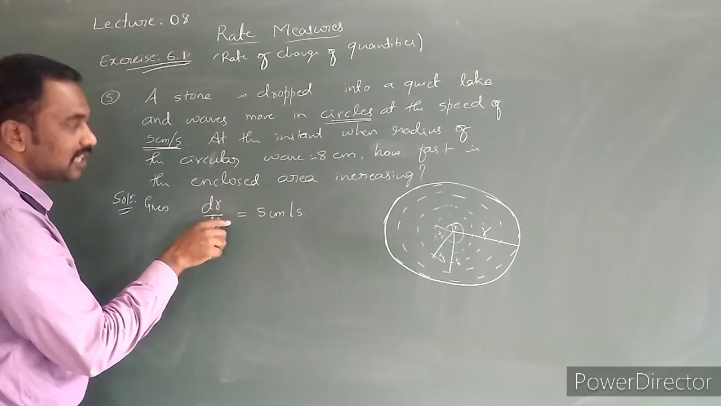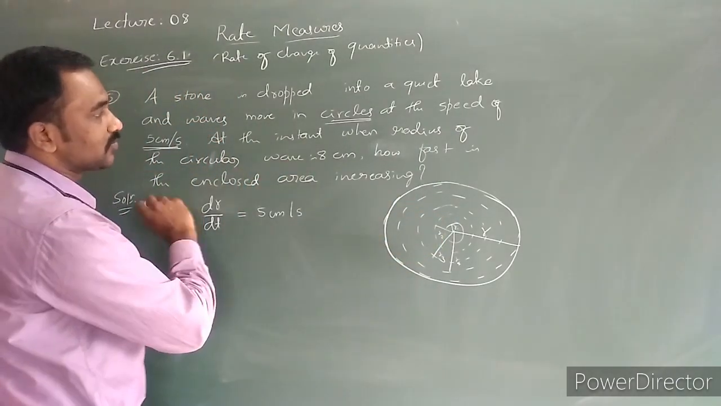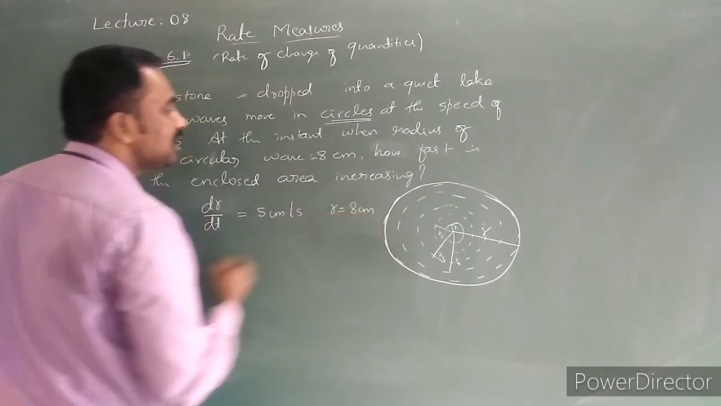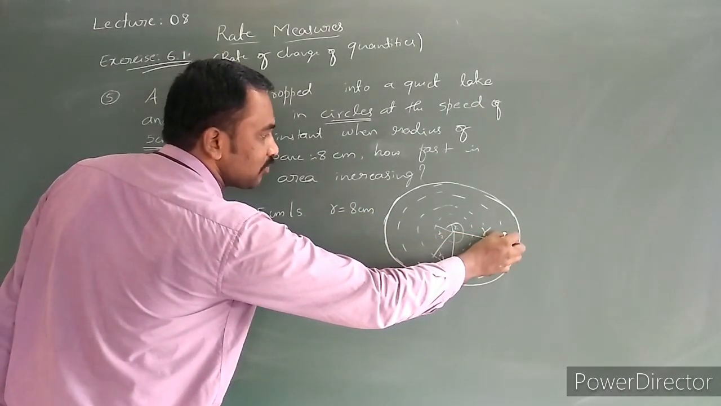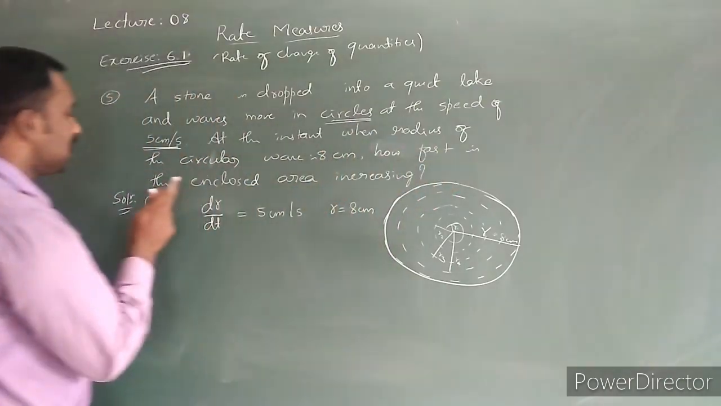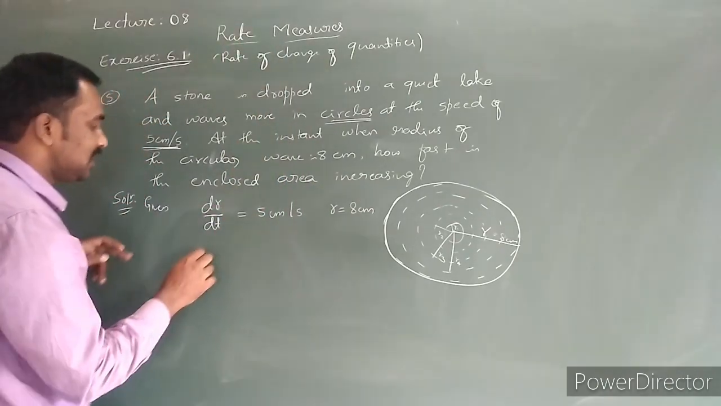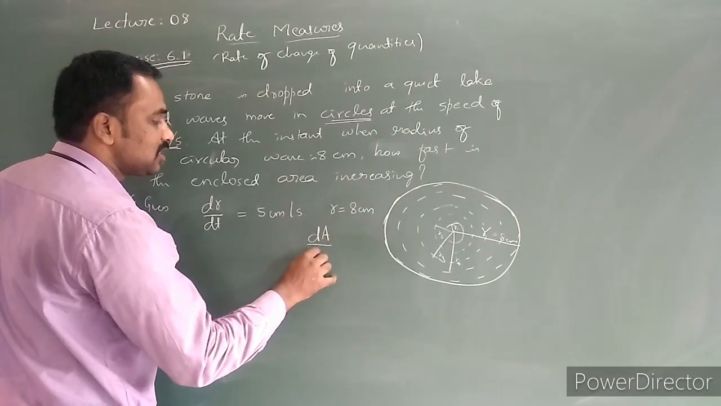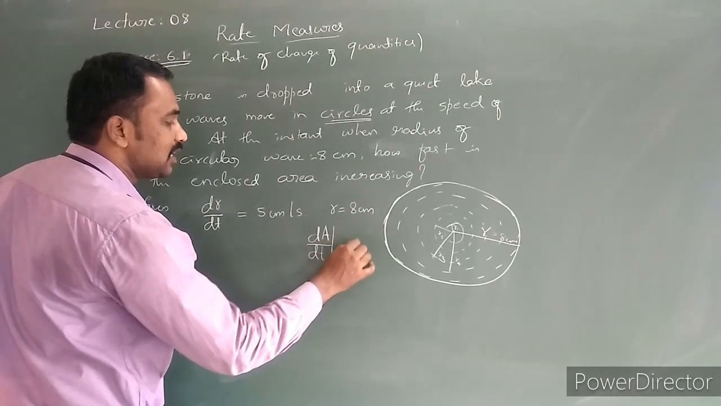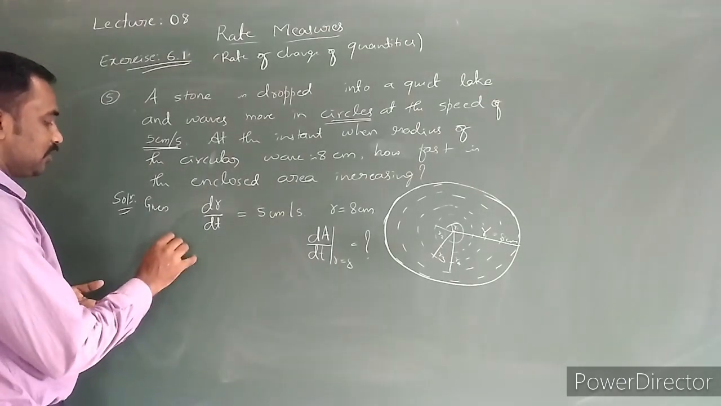Next, at this instant, when the radius of the circular wave is 8 centimeter, whenever r is equal to 8 centimeter, suppose this radius is 8 centimeter, at this instant we need to find how fast the enclosed area is increasing. This is a closed area. That means we need to find the rate of change of area of the circular waves with respect to the time, whenever r is equal to 8 centimeter.